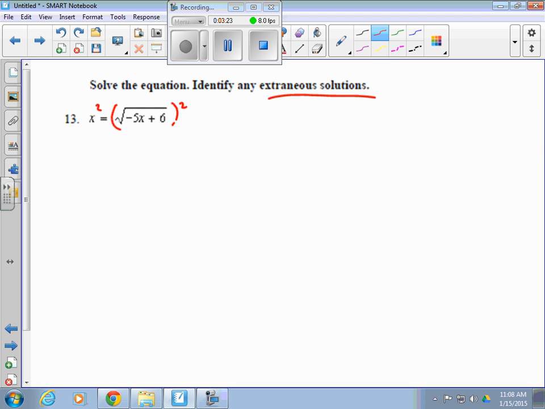What you want to do is get rid of the square root symbol first by squaring it. If you square that side, you square the other side. Now what you have is x squared equals negative 5x, because this goes away, plus 6. In order to solve an equation like this, a quadratic, you need to make it say equals 0 on one side. It's easier to make it equal 0 away from the x squared side.